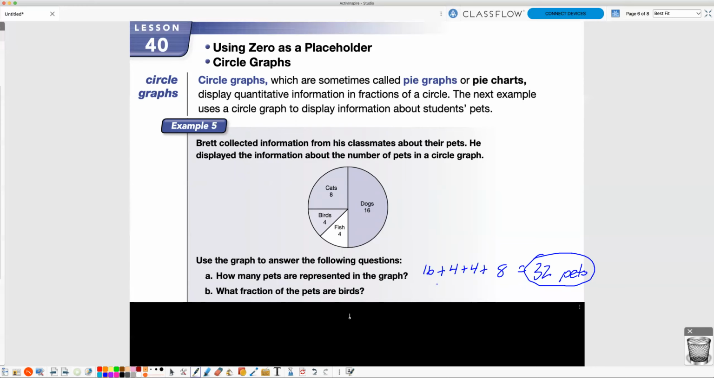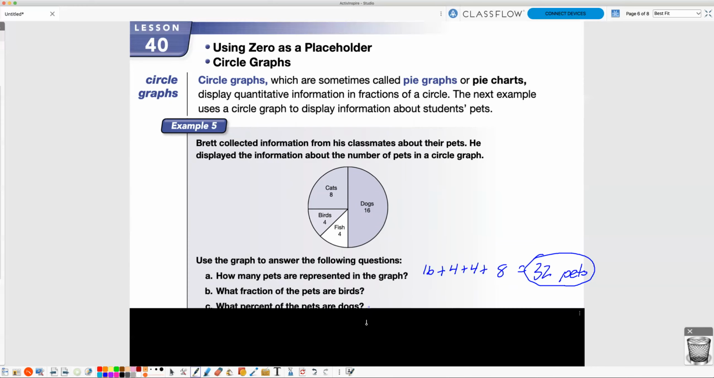Letter B, what fraction of the pets are birds? Well, if the total amount of animals is 32, that's the denominator. We found that out in letter A. And then we're looking at birds only, so 4 out of the 32 total is the fraction, but that's unreduced. I can divide this one by 4, and I could divide this one by 4. So I'd end up with 1/8. The fraction of birds would be 1/8.